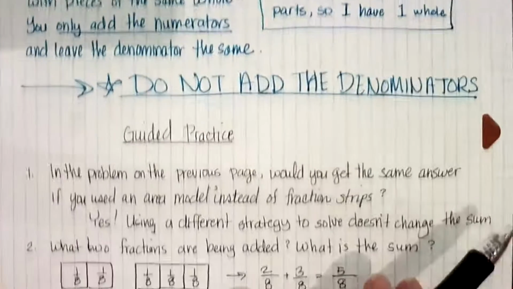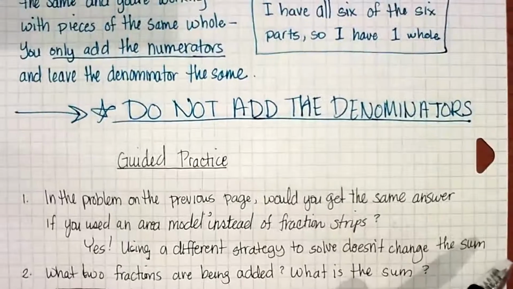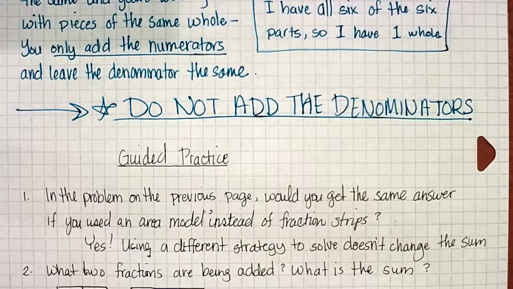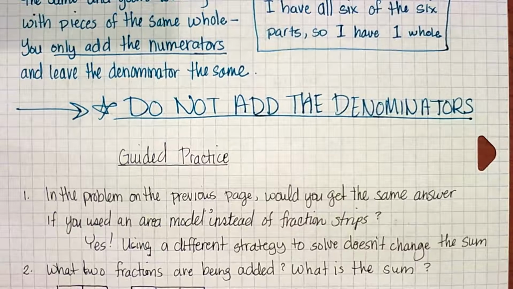Now let's take a look at our guided practice. It says, in the problem on the previous page, would you get the same answer if you use an area model instead of fraction strips? Well, we know that the answer here is going to be yes, because just because we're using a different strategy, that doesn't change the sum that we're going to have.